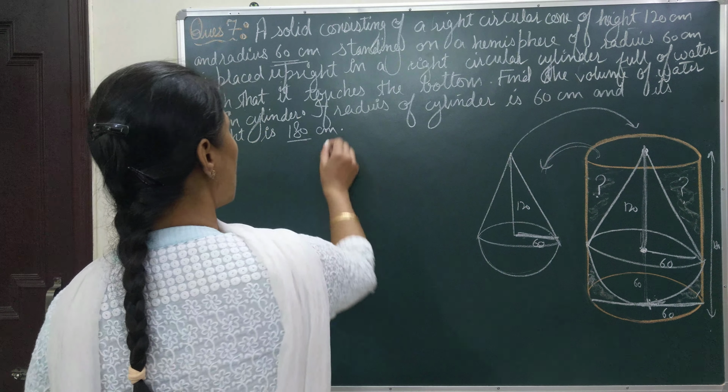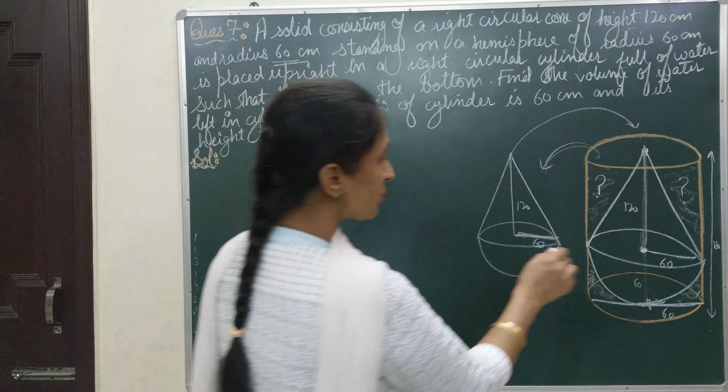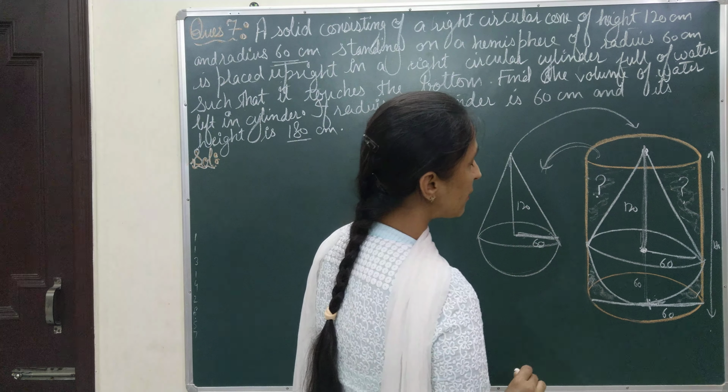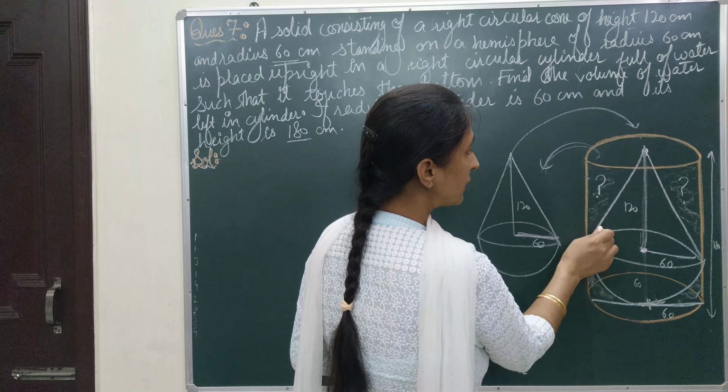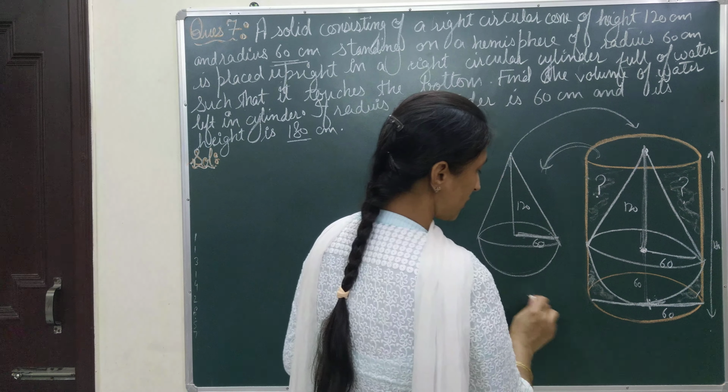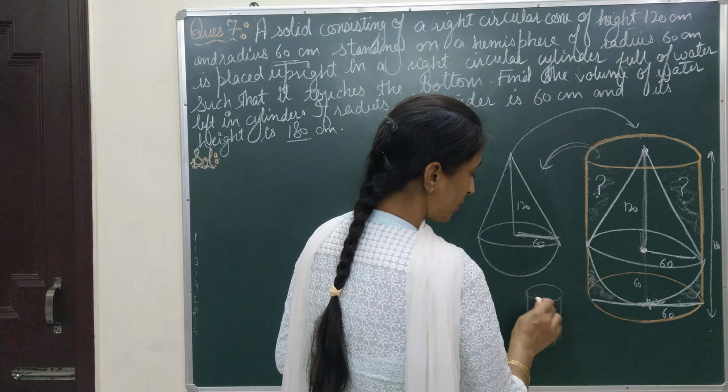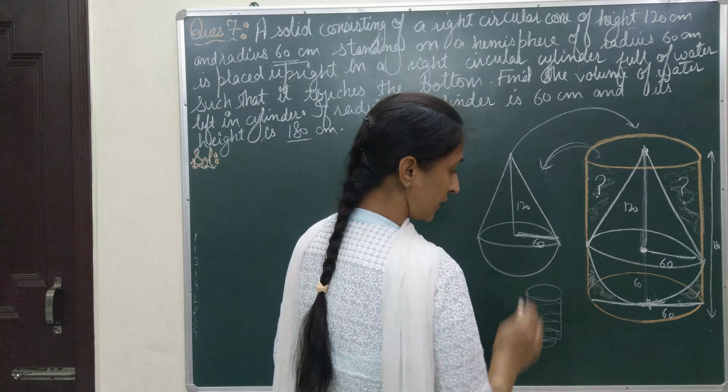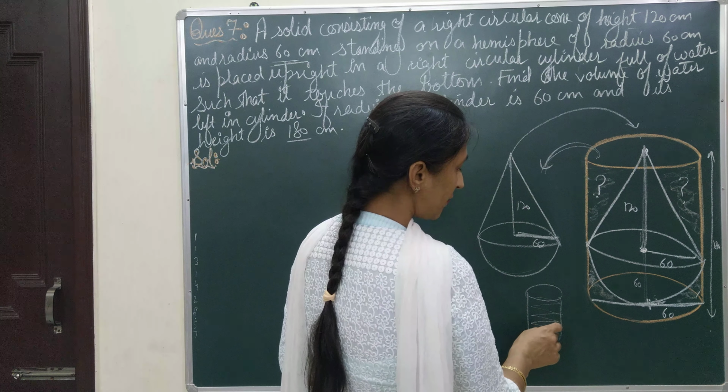Now how we will solve this question? We need to find how much water is left. So what we will be doing? We will be finding the volume of this cylinder first, which is full of water. First we will see how much water is there in the cylinder. Okay, then we will subtract.